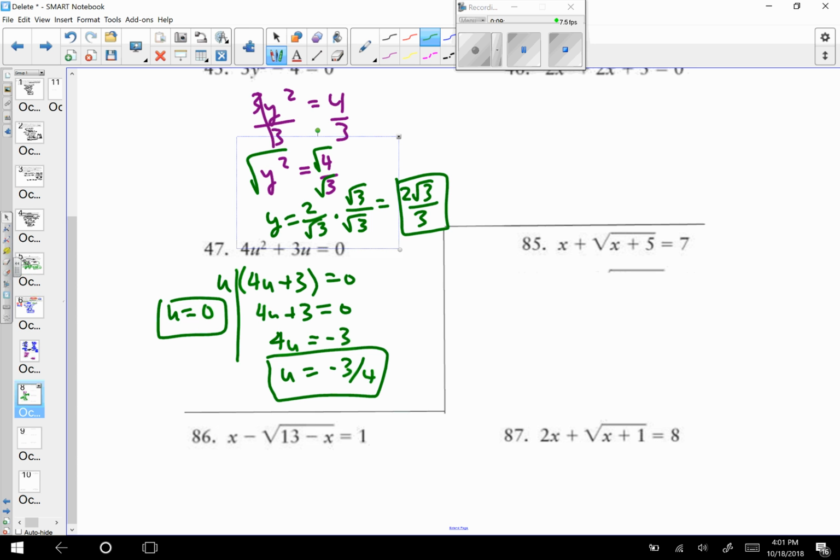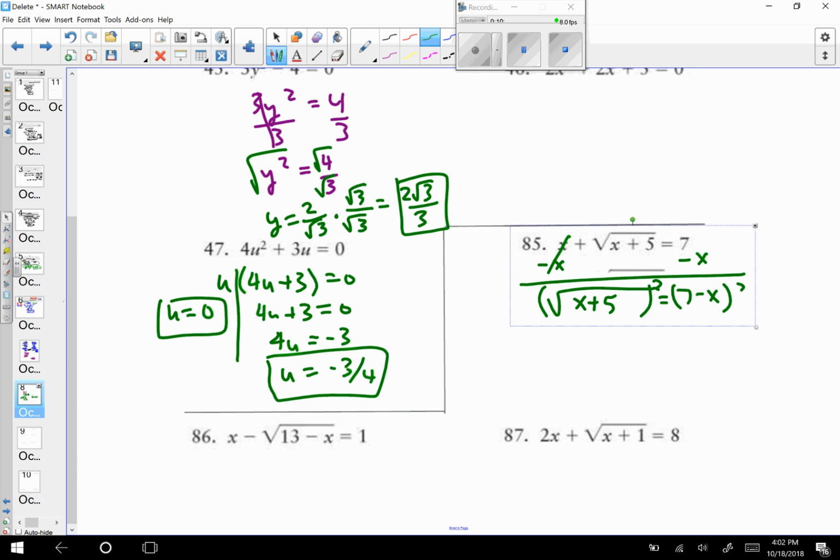These over here. So we want to get this radical by itself. We want to get the radical by itself, so we want to subtract x from both sides. So we're left with square root of x plus 5 is equal to 7 minus x.